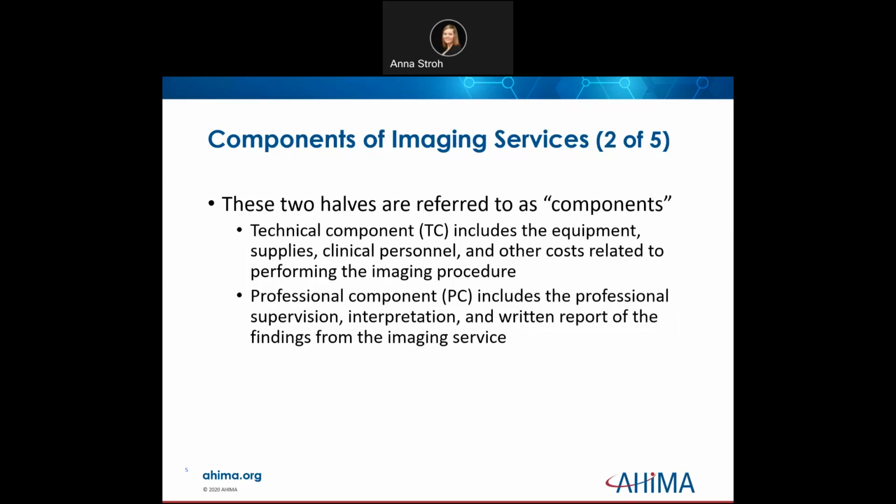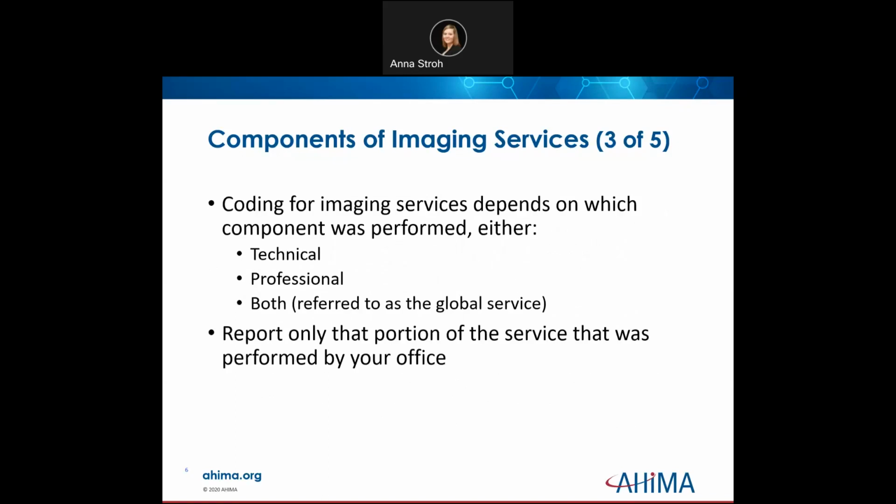These two halves are referred to as components. You have your technical component, which is TC. This includes the equipment, supplies, clinical personnel, and other costs related to performing the imaging procedure. Then we have the second component, which is the professional component, PC. This includes the professional supervision, interpretation, and written report of the findings from the imaging service. Coding for imaging services depends on which component was performed. They could either have done the technical component, professional component, or both, which is called the global service. It includes both the professional and technical component.